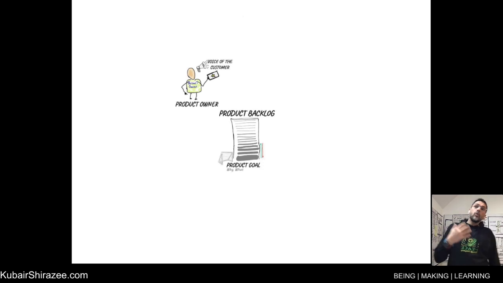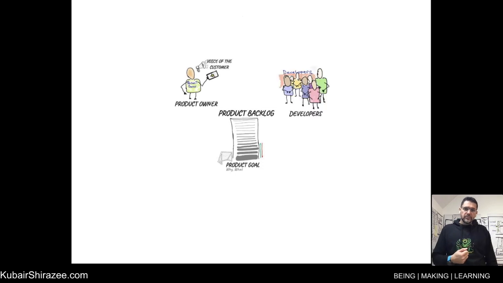The product owner is the voice of the customer, an empowered individual in the organization, not a committee, one person. The product owner's primary responsibility is to maximize the value of the product resulting from the work of the developers. That's the second accountability. Developers are a collection of individuals who are cross-functional in nature and have all the skills necessary to produce an increment of value.